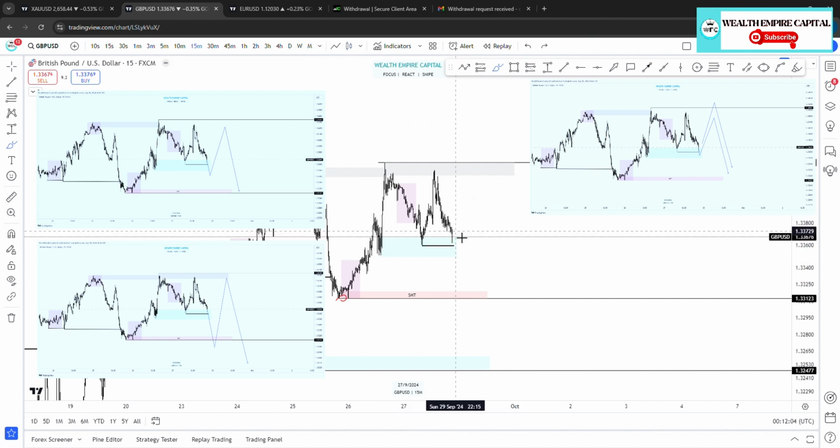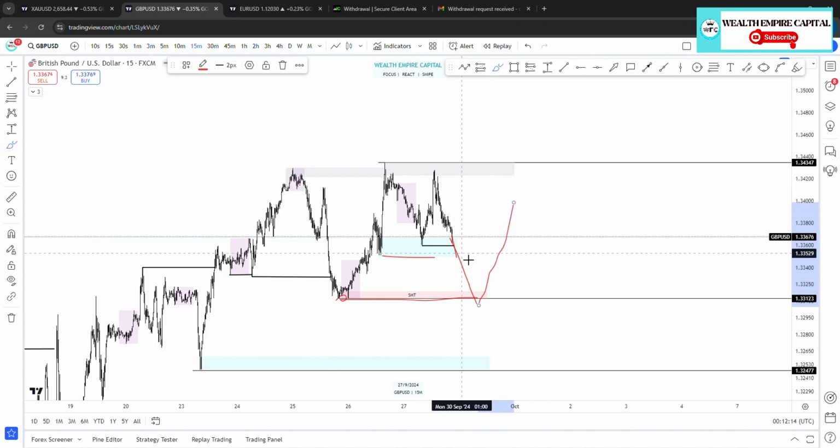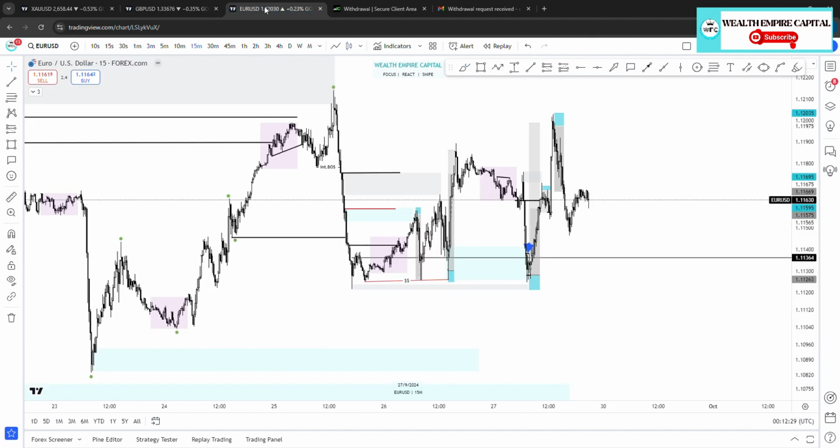Personally, if we break this guy, I would love to see price come down and even take out this low over here before I can look for any trades to the top. All right, so these are the various scenarios that I'll be looking at on GBP USD. Very, very simple. Now to Euro USD.